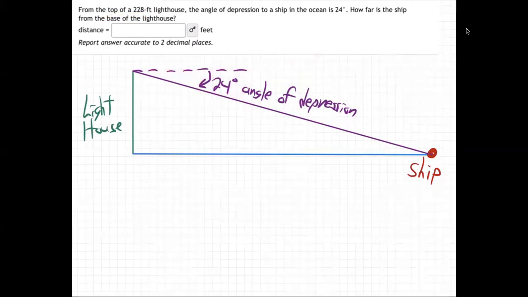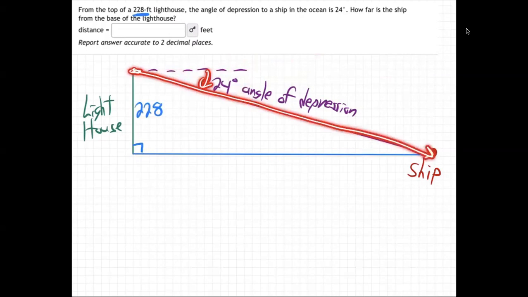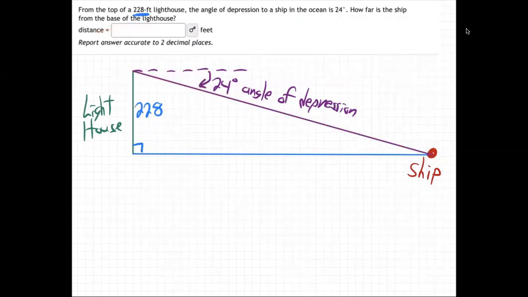It says from the top of a 228 foot lighthouse. This is 228 feet. This is a right angle, assuming the lighthouse is built straight up and down. And then we have an angle of depression from the top of the lighthouse that aims all the way out to the ship, which is 24 degrees. How far is the ship? So they want to know X, the distance the ship is out there.